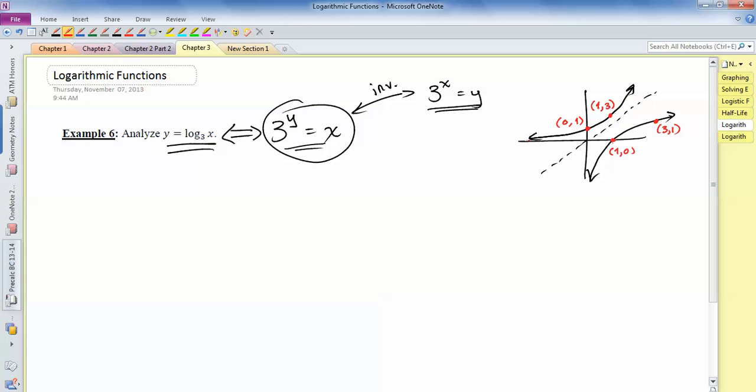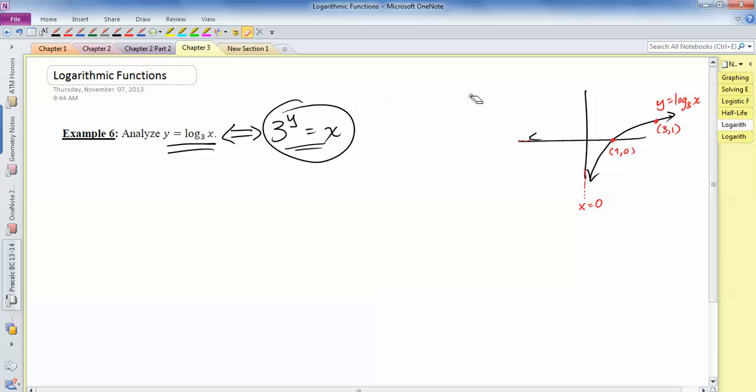And in the exponential, we had an asymptote of y equals 0. So on the log, we have x equals 0 instead. Okay, so really, if I erase all this stuff, that's the graph of y equals log base 3 of x. So some other ways to kind of come up with that.